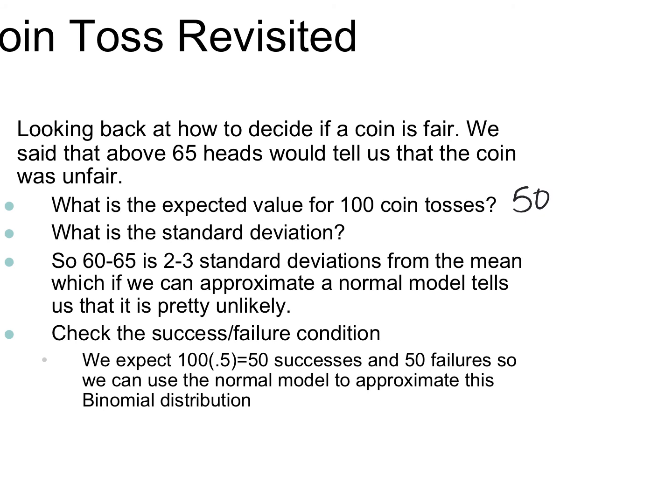The standard deviation of that is the square root of n times p times q, which is 100 times 0.5, probability of heads, times 0.5, probability of tails, which is the square root of 25, which is 5. So 60 to 65 is 2 to 3 standard deviations from the mean, which is really unlikely based on our normal model.